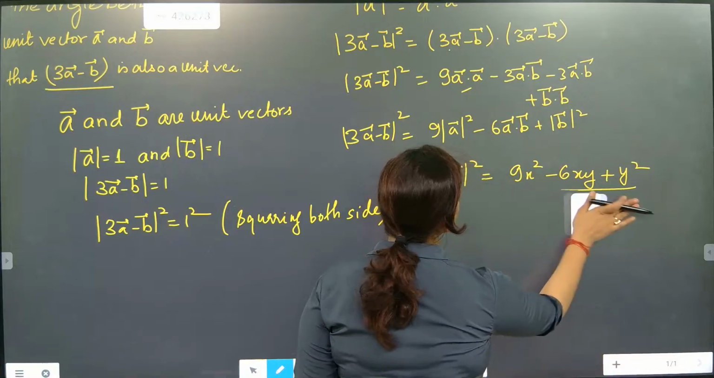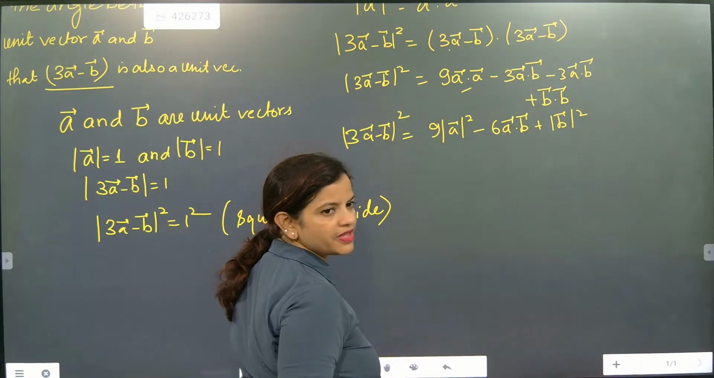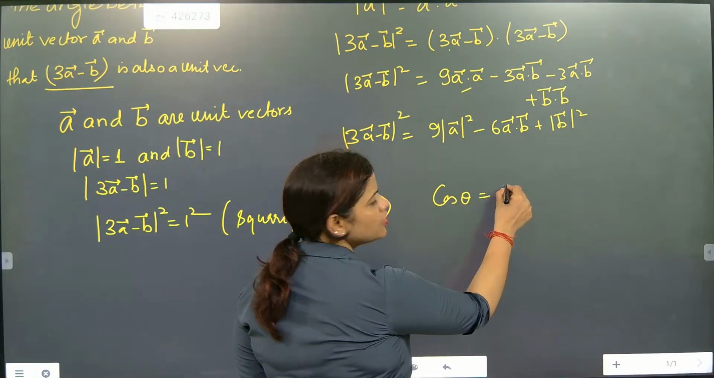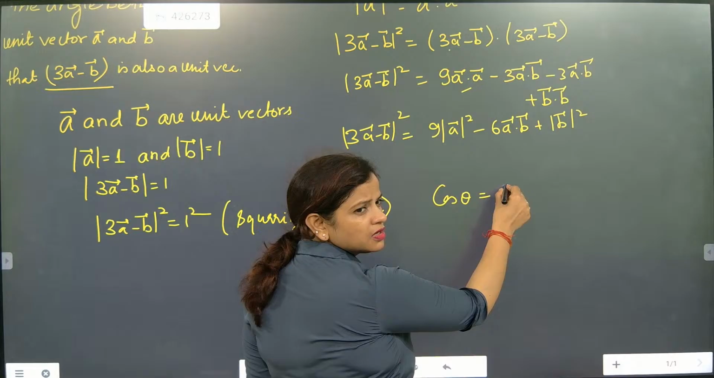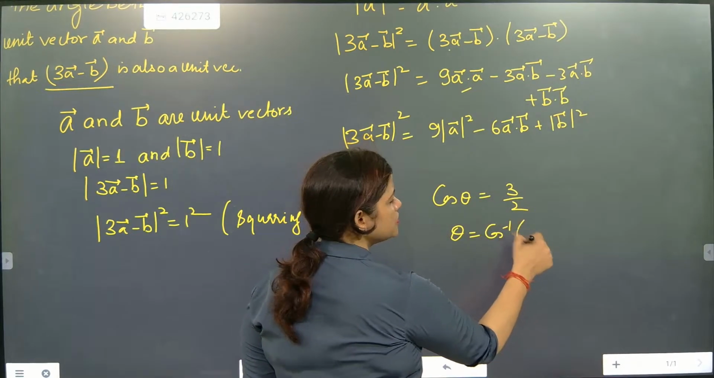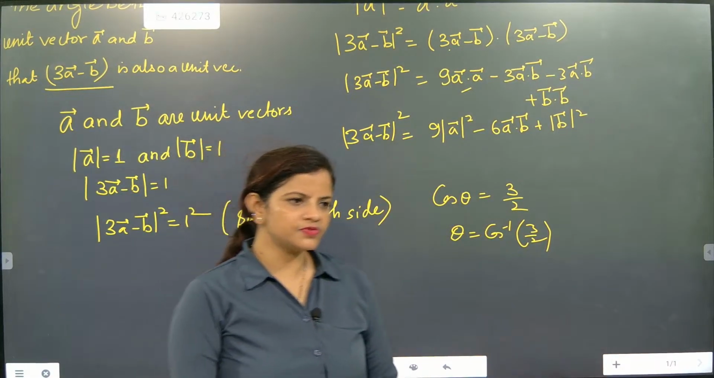No, beta, our answer is absolutely correct. If you substitute also, the same thing is coming. So cos theta is equal to how much value we got? 3 by 2, no? So theta is equal to cos inverse 3 by 2. Our answer is absolutely correct. Who confused me? Yes, the answer is absolutely correct.